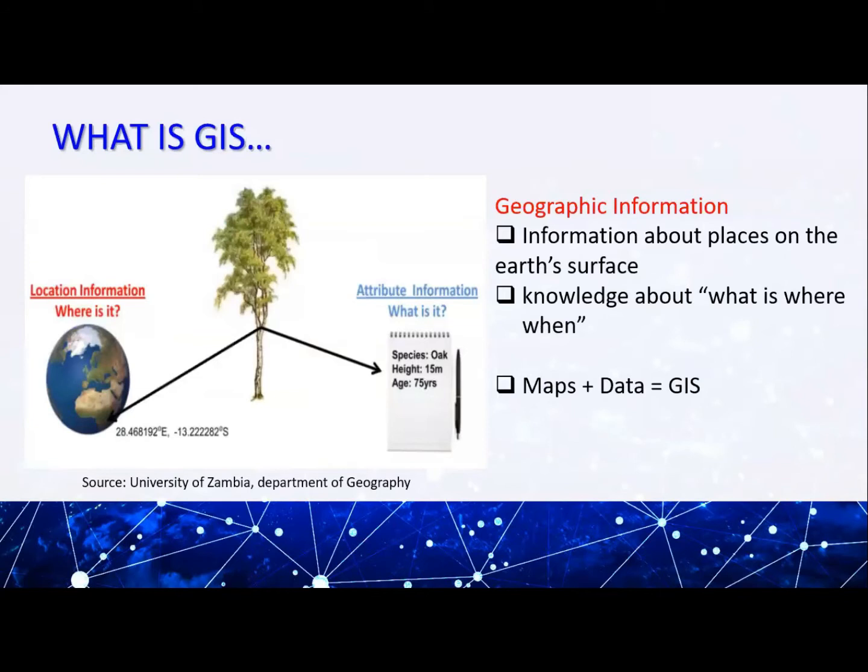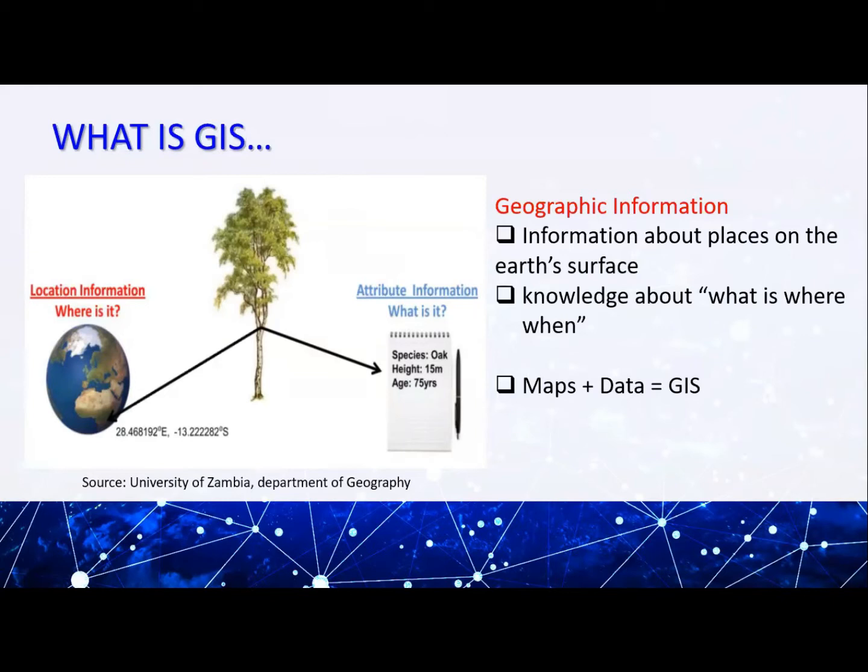So again, information is about places on the Earth's surface. For example, you see my little map of the Earth there, and we see that there's this little tree that is located somewhere in Africa. And then you've seen those numbers there, those are what we call latitudes and longitudes. So this coordinate information is speaking to the where is this particular item located.